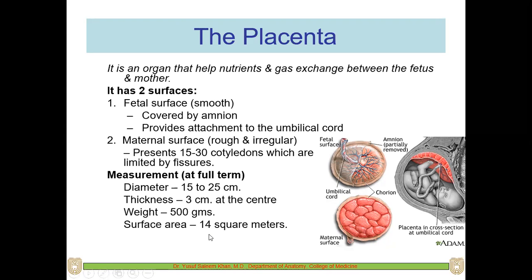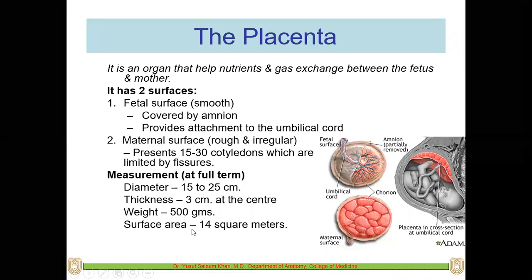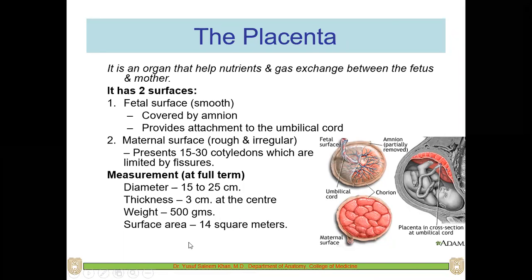14 square meters, even though it looks very small, with a diameter of almost 15 to 25 centimeters. But if you spread out the surface, it will be almost 14 square meters. This is the same as the size of the respiratory tract, as well as the gut, in adult human beings.